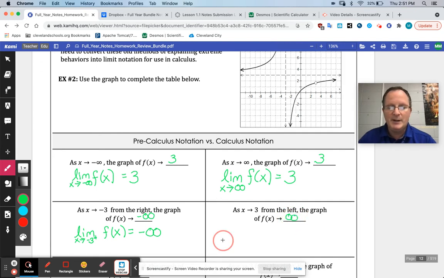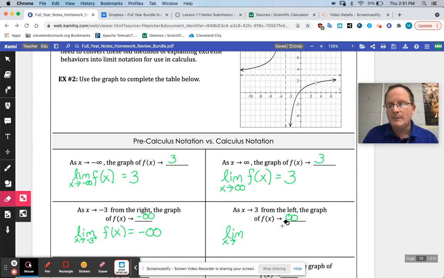All right, let's write it with limit notation. The limit as x approaches... oh, 3. I'm doing the wrong thing. I messed up. Sorry, not negative 3, 3. I was expecting a negative 3, but that's okay. There's a hole there, but we know where the hole is. We said that before.